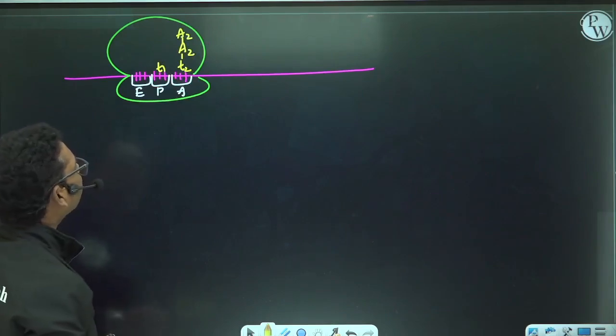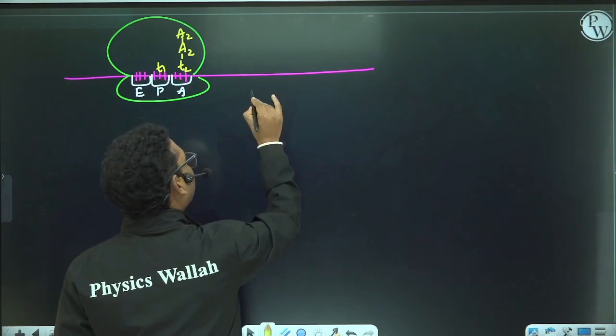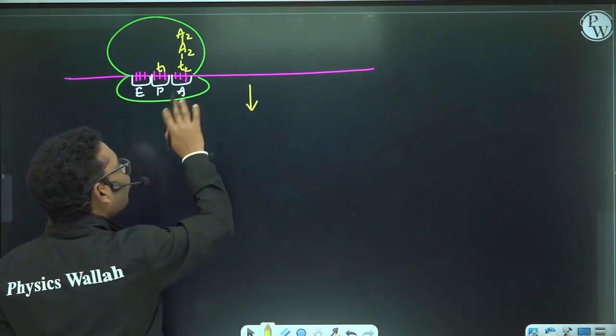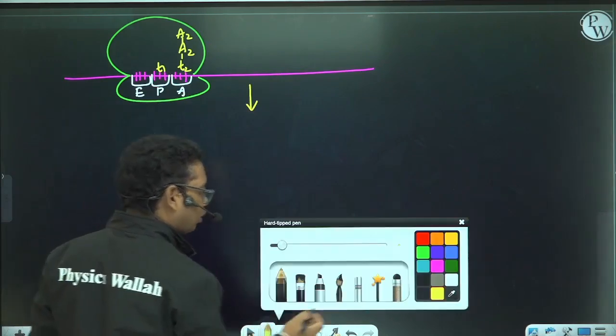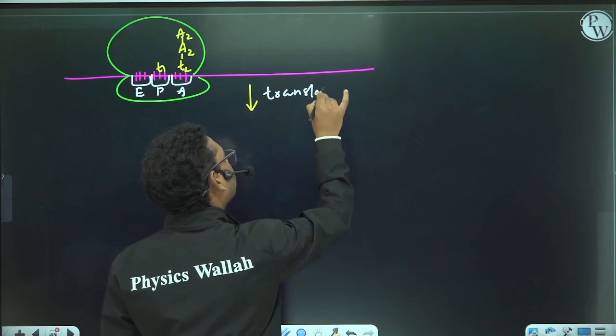Okay, so now what is going to happen? Now this one will move in the forward direction, and that is called translocation. What do you call that? You call that translocation.